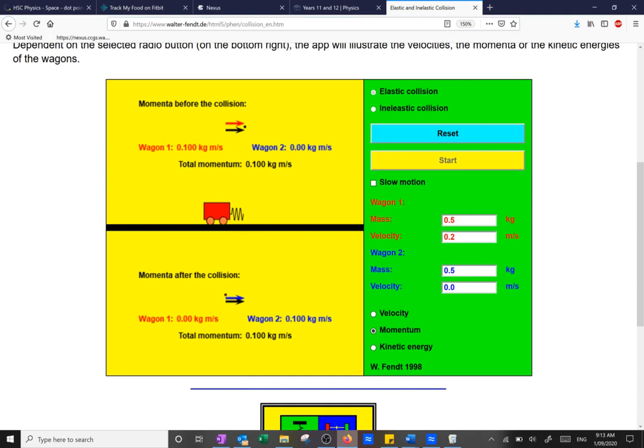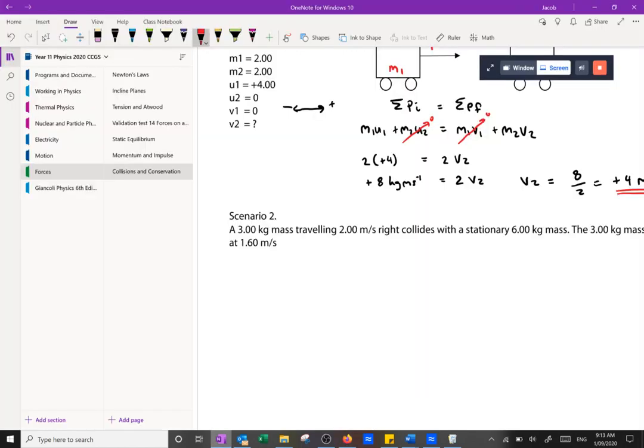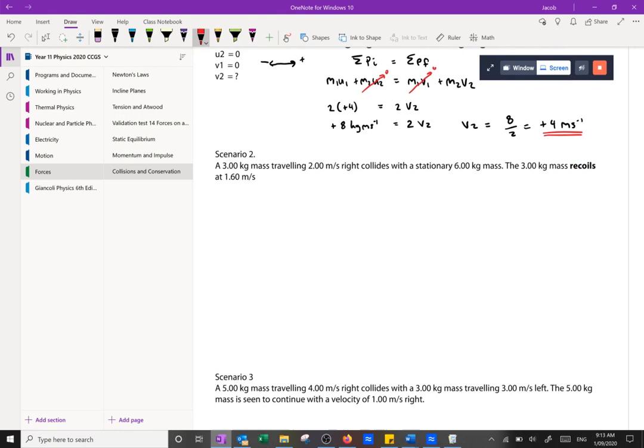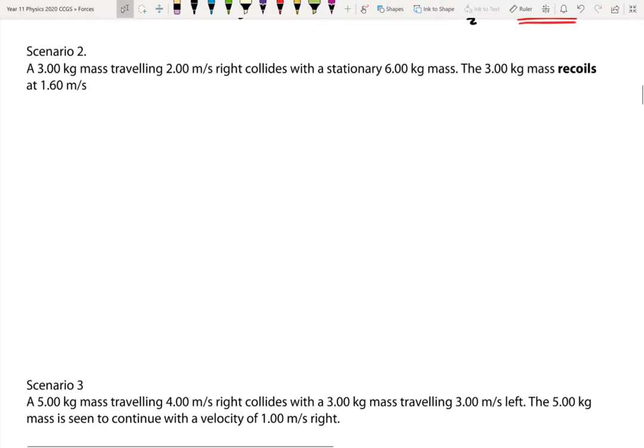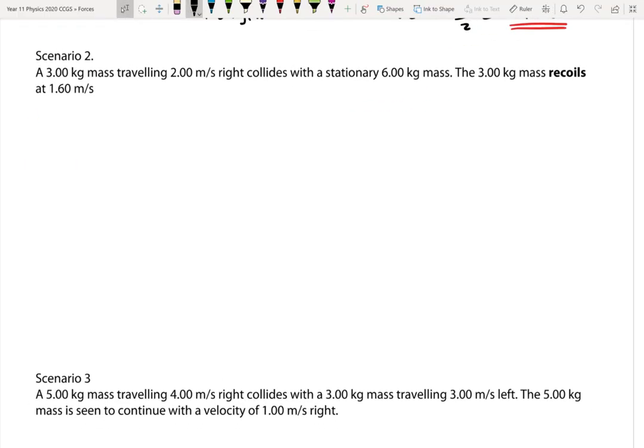Okay? Now let's make things a little bit trickier. Let's have more than 2 speeds. Let's have, not being stationary before and after. So let's go back to our booklet. Let's look at scenario 2. So a 3 kilogram mass. Let's write everything down. M1 equals 3. I'm going to assign right as positive.